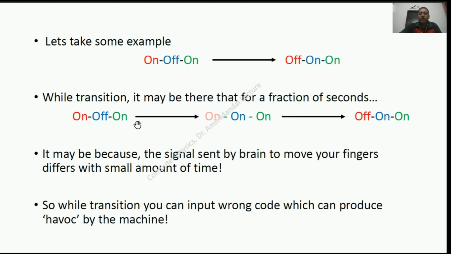So what we see is that in between there is a code which has been input to the machine, that is on on on. However, it may be for a fraction of a second. So it can execute some different action by the machine, which can lead to an action which we don't need. Now how to mitigate this problem?